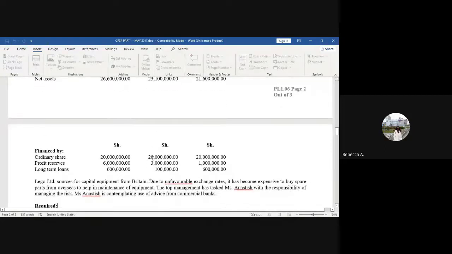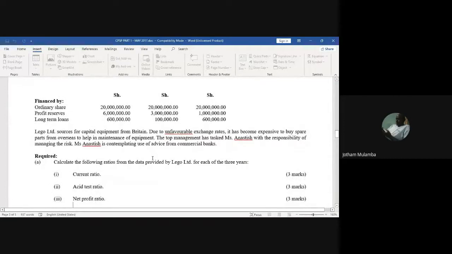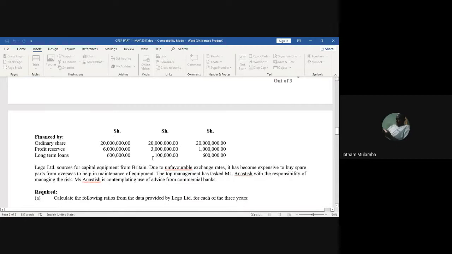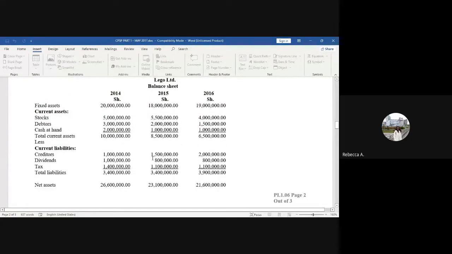Now let's look at the second one. It's the acid test ratio. So we do current assets minus cash, divided by current liabilities. We can do for 2014. Our current assets are 10 million minus cash, which is 2 million, then divided by current liabilities, which is 3.4 million. That is 2.35. So that's the acid test ratio.